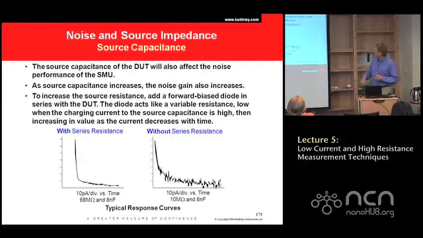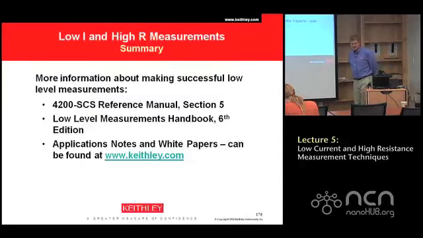So here's an example where the source capacitance of the device affects the noise that the source measuring unit can measure. As source capacitance increases, the noise gain also increases. So this is the summary of the low current and the high resistance measurement.